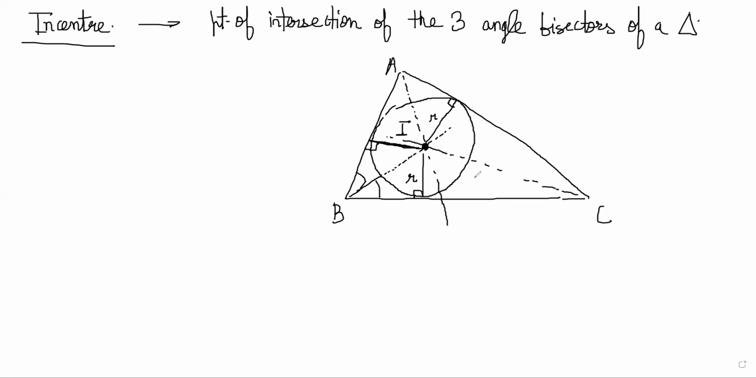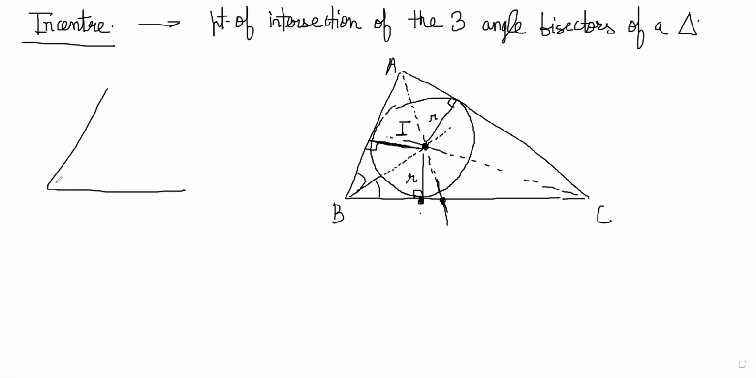You have to realize here that the angle bisector line will touch the side at a different point compared to the point where the radius of the incircle touches the side, right? So this point is distinct from this point. So do not confuse the point of tangency of the incircle with the point where the angle bisector cuts the opposite side.